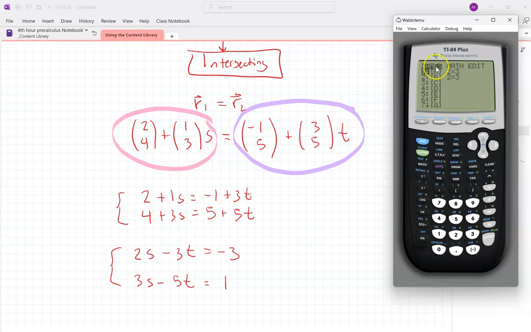Now I'm going to scroll over to the Edit tab and pick any matrix from here. It doesn't matter. I'm going to just pick matrix A. My system has one row and then a second row, one for each equation, so the first dimension should be 2. Then I have a column for my S's, a column for my T's and a column for my answer. So I should have 3 columns, a 2 by 3 matrix.